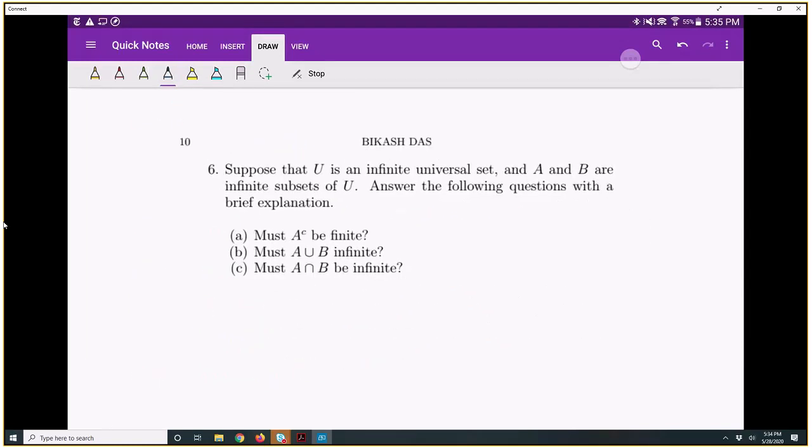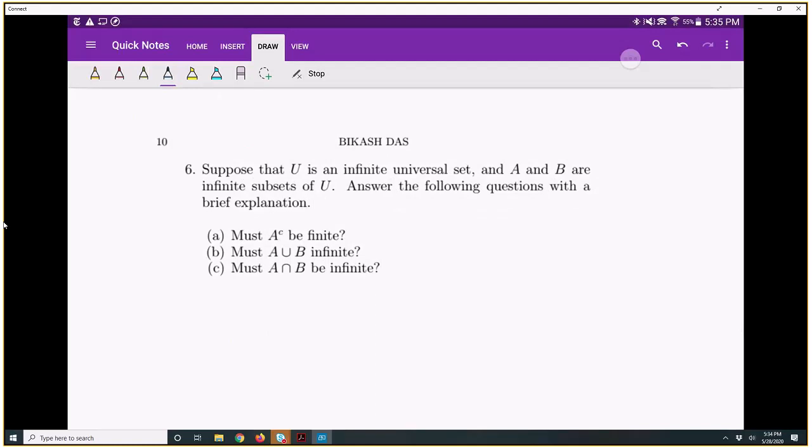All right, next. Suppose that U is an infinite universal set. A and B are infinite subsets of U. Answer the following questions with a brief explanation. Must a complement be finite? So I'm going to say no because we know one well-known example, which is that the rationals are inside of the real numbers. The rationals are infinite, the real numbers are infinite, but the complement is also infinite. The complement of the rational numbers is the irrational numbers, and there are infinitely many of them.